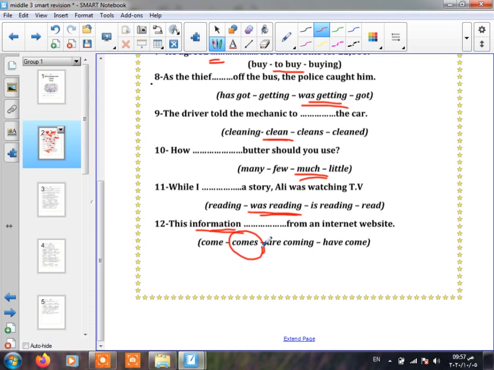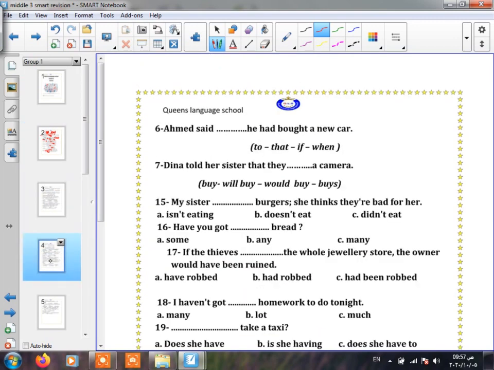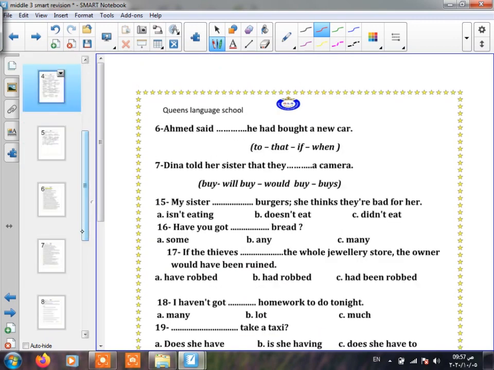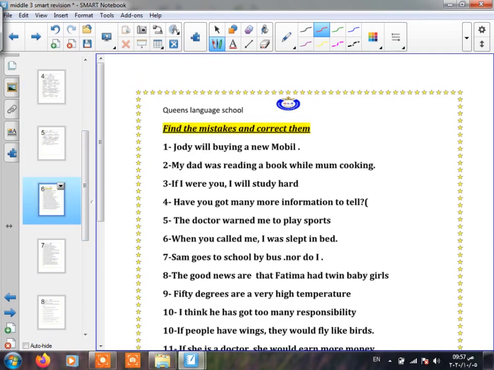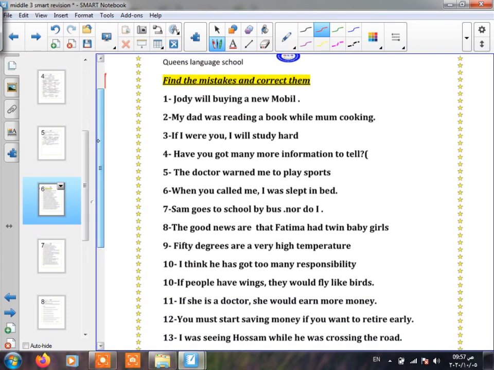Okay, now we finish the first page and choose. Now let's answer this page. Find the mistakes and correct them. So number 1, Judy will buy a new mobile. So here I have mobile, I must put a in here. And of course, I will buy. I will not say Judy will buy, because will is followed by a verb in infinitive form.